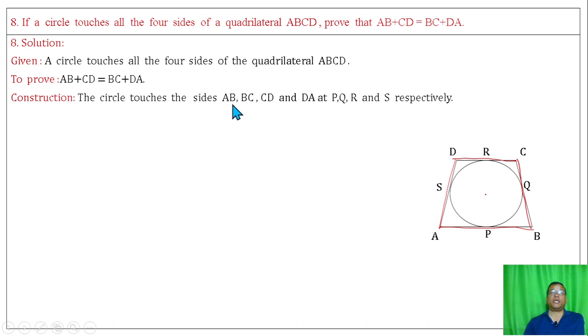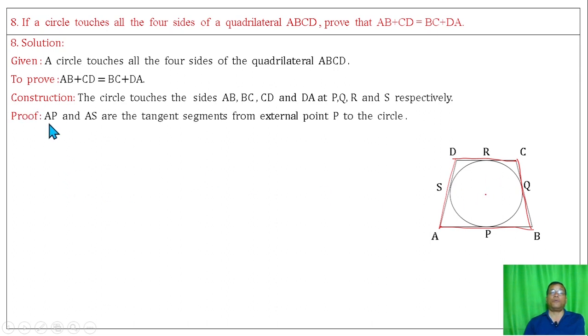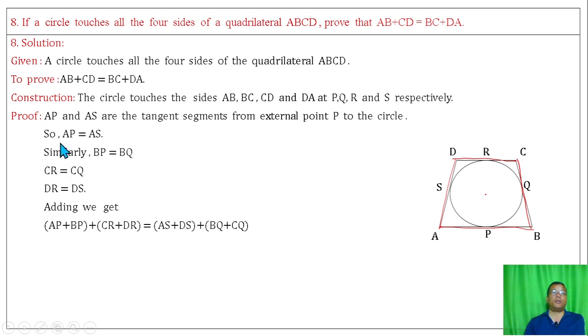Construction: the circle touches the sides AB, BC, CD, and DA at P, Q, R, and S respectively, as in this picture. Proof: AP and AS are the tangent segments from external point A to the circle. So AP equals AS. Similarly, BP equals BQ, CQ equals CR, DR equals DS. Adding, we get AP plus BP plus CR plus DR equals AS plus DS plus BQ plus CQ. Adding these, we get AB, CD, BC, DA. AB plus CD equals BC plus DA, hence proof.